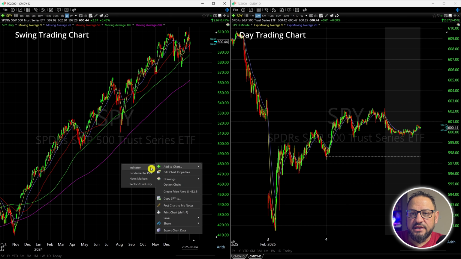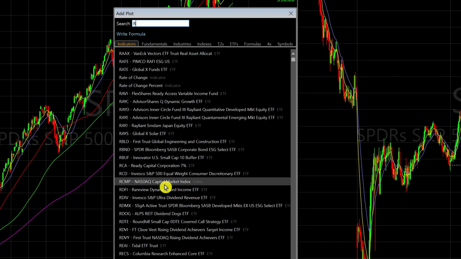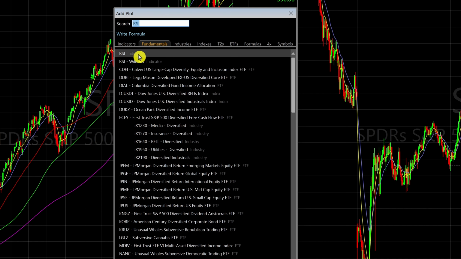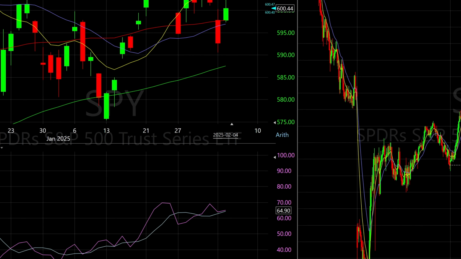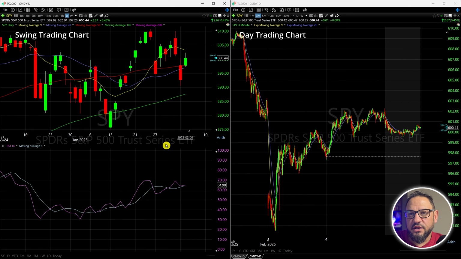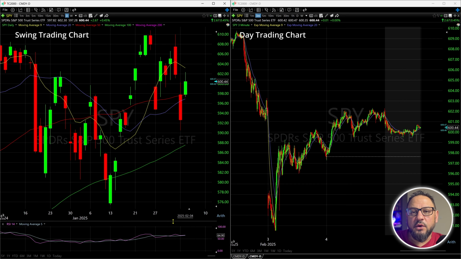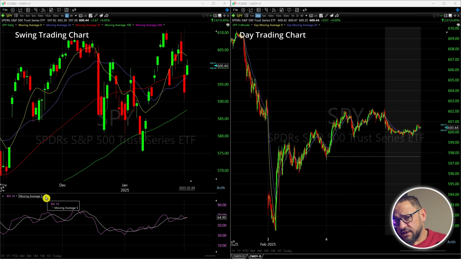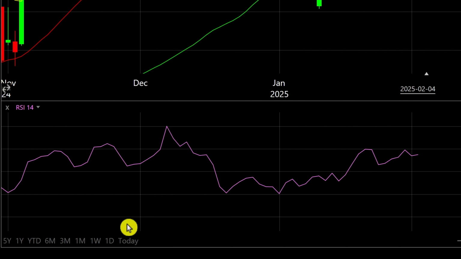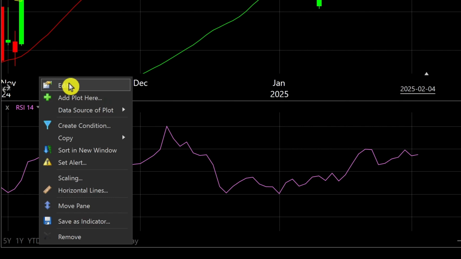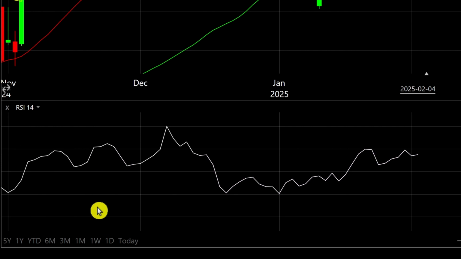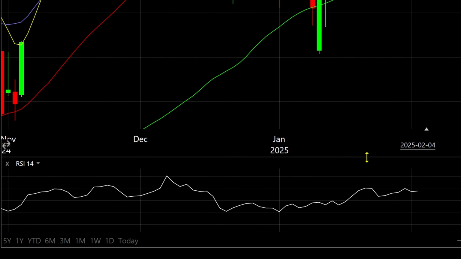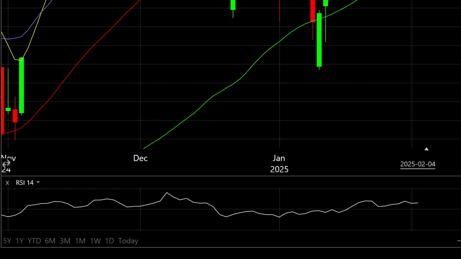So let's add indicator and just put RSI. That's the RSI indicator. It's a fundamental indicator here. And what I will do here, I will push it down. I usually take this out. I just remove this and I keep this. Now, what I do with this one, the RSI 14, I edit and I leave it white like this. All right, and that's my RSI.